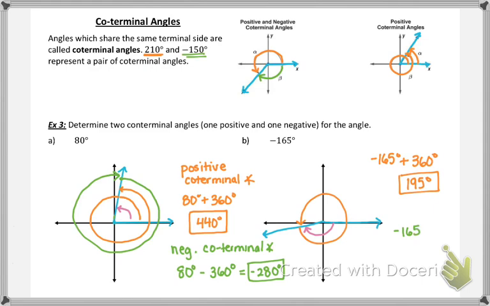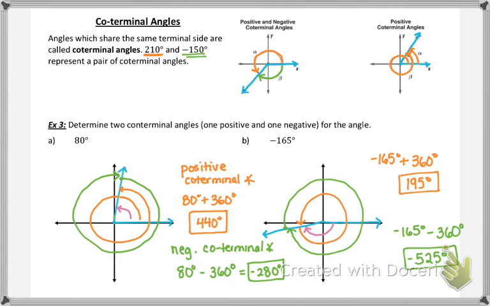Okay, and then a negative coterminal angle. Again, I'm going to start with my angle. And now instead of going around counterclockwise, I'm going to go around clockwise. So if I start at my angle and I go clockwise in one full circle, again I'm going to end up at this exact same terminal side, exact same spot. So subtract 360, and that will end up at negative 525 degrees, which would be a negative coterminal angle.